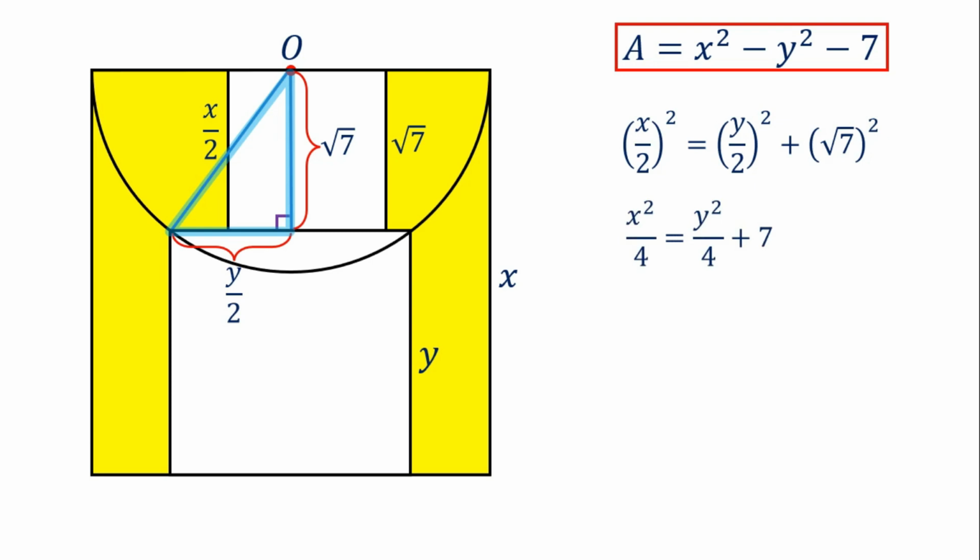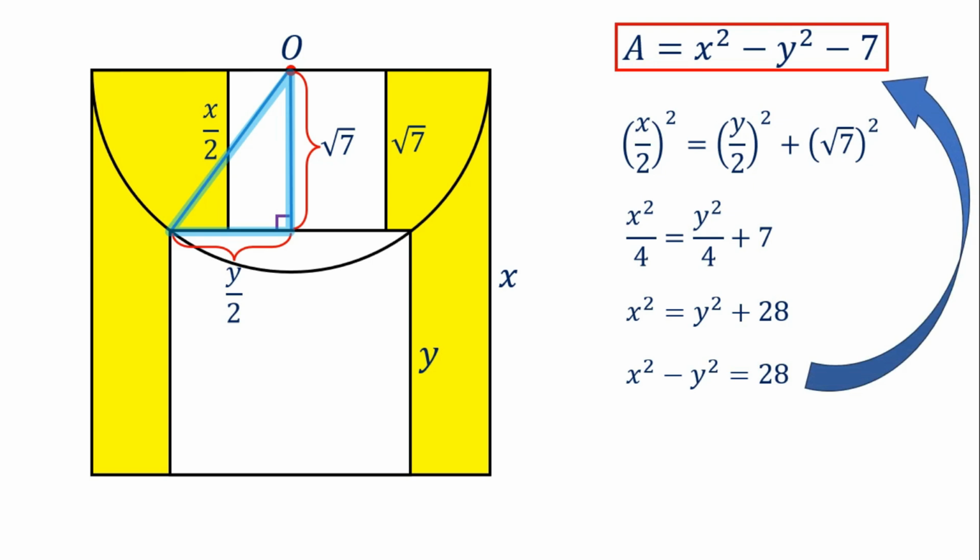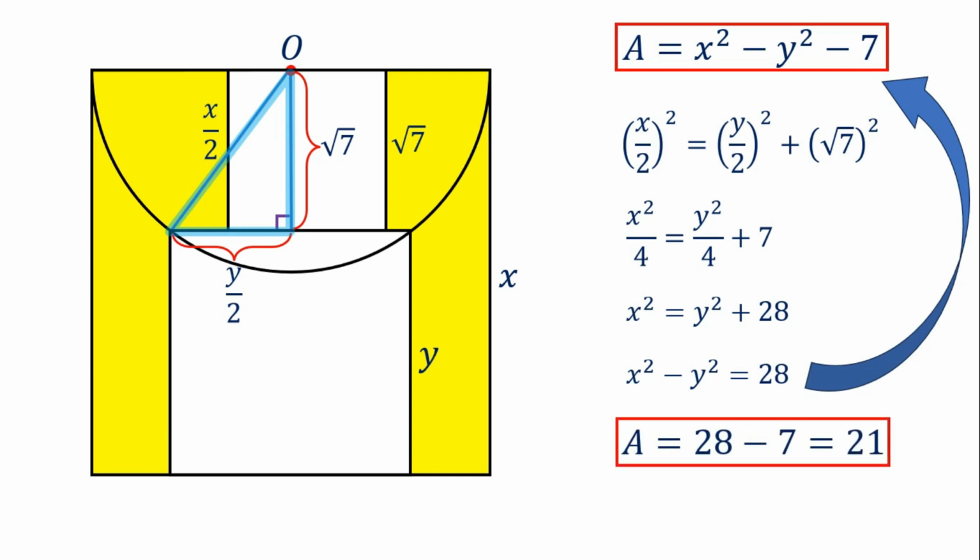Now multiply both sides by 4. We get x squared equals y squared plus 28. Subtract y squared from both sides. So x squared minus y squared equals 28. Now let's go back to our original equation for the area of the shaded region. Instead of x squared minus y squared, we can substitute 28. So the area is 28 minus 7, which equals 21.